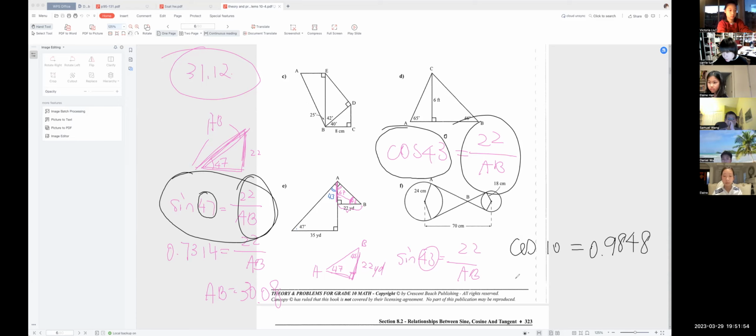If I tell you cosine 10 equals 0.9848, can you tell me sine what also equals 0.9848? 80. Sine 80. Thank you. Very good. Get it, everybody?